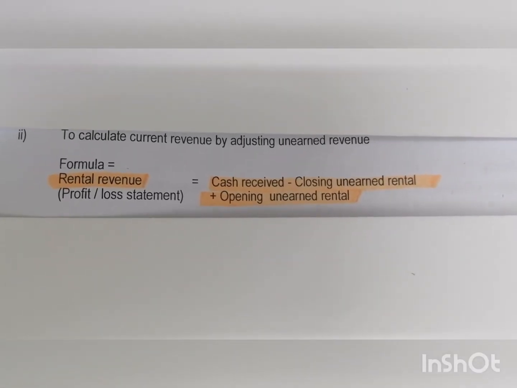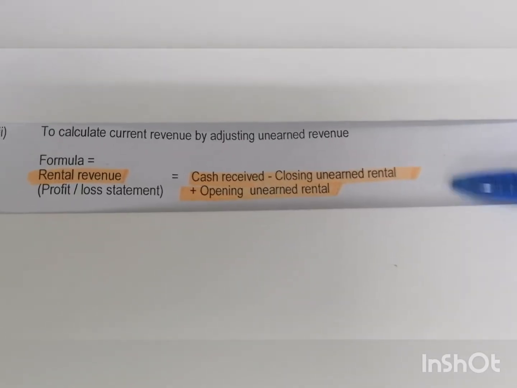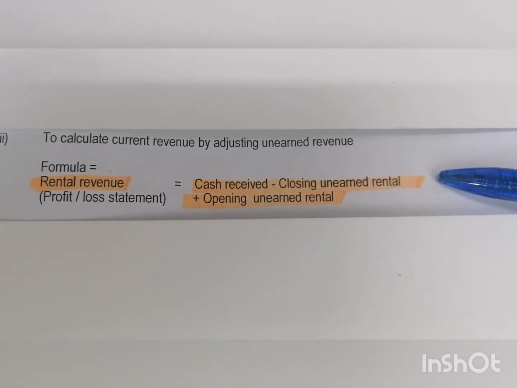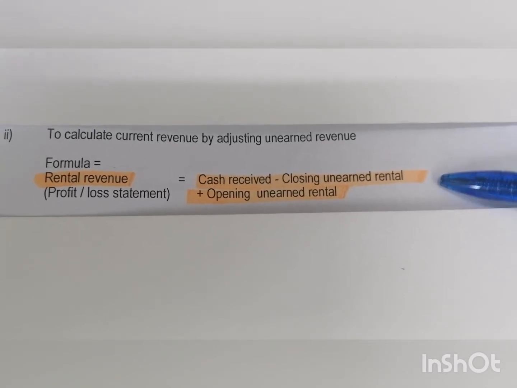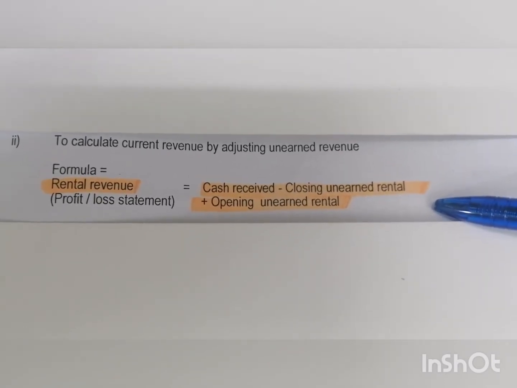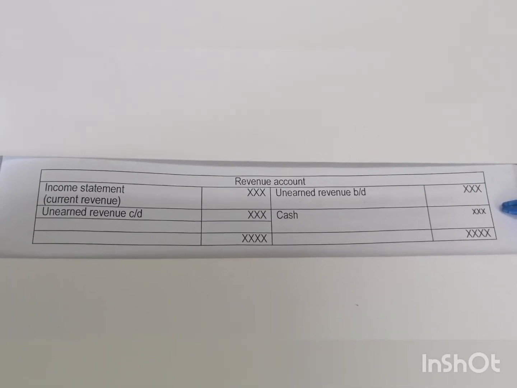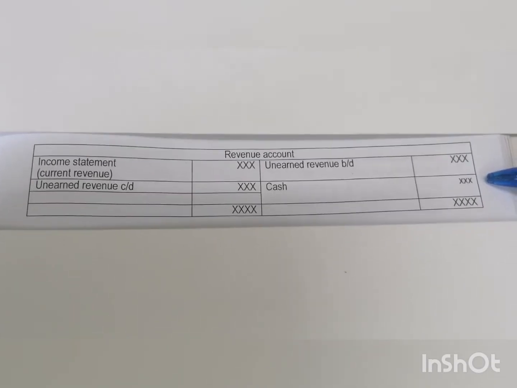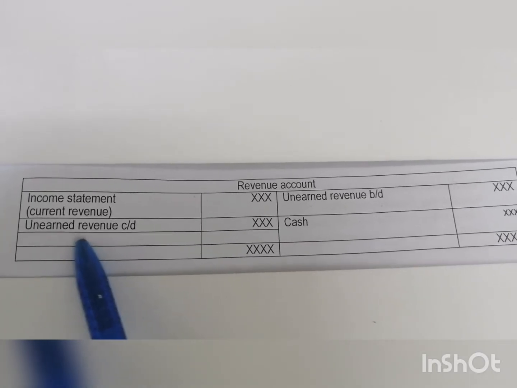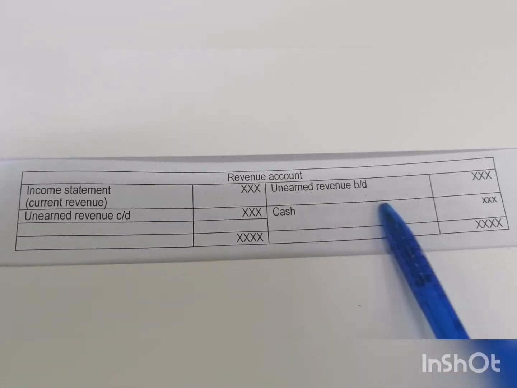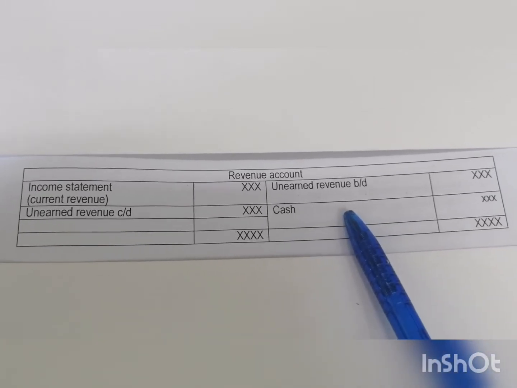To calculate the current revenue by adjusting unearned revenue, the formula is: rental revenue equals cash received minus closing unearned rental plus opening unearned rental. In the revenue account, we shall debit the income statement and unearned revenue carried down. Then the credit side will be unearned revenue brought down and cash.